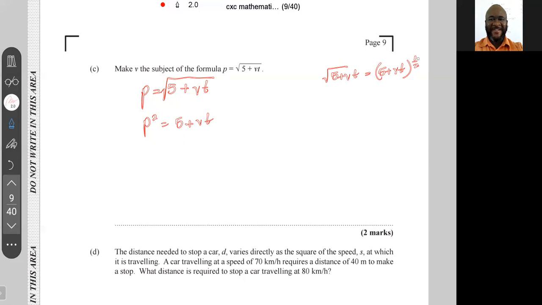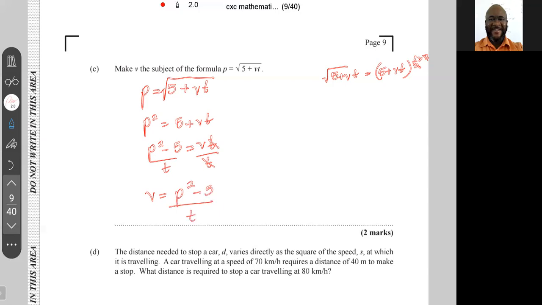So if I square this, the 2 cancels the 2, and I'm just left with 5 plus VT to the power 1, which is the same as saying 5 plus VT. Next, anything that doesn't have VT goes to the other side. So I have P squared minus 5 is equal to VT. I want to make V the subject. VT means V multiplied by T, so I'm going to do the opposite, which is to divide both sides by T. And when I do that, I'm going to end up with V is equal to P squared minus 5 over T.